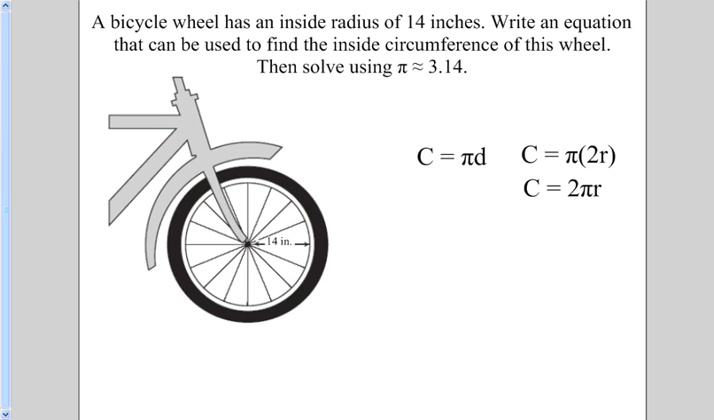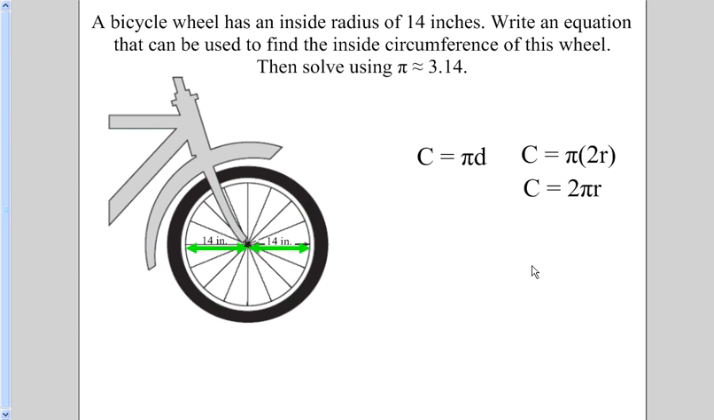So let's take a look again and see specifically what we can do to solve this problem. Here, 14 inches, that's the radius. The distance from the middle of the circle to the edge of the circle, right to the rim. And we need to have 2 of those to make the diameter. So 14 plus 14 is going to give us 28. That's the diameter.